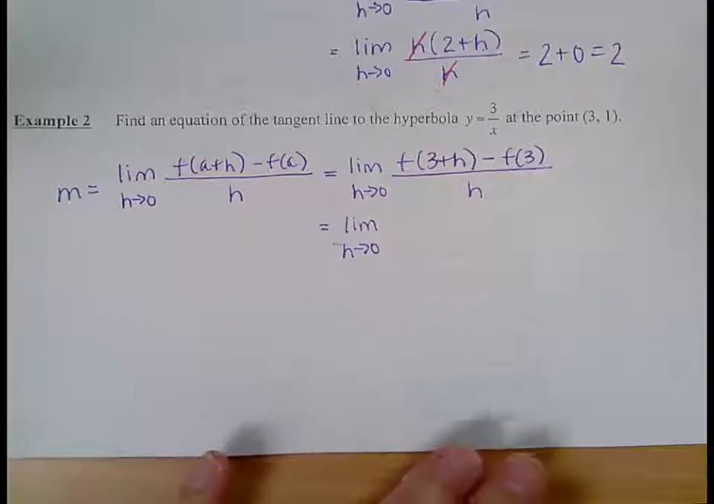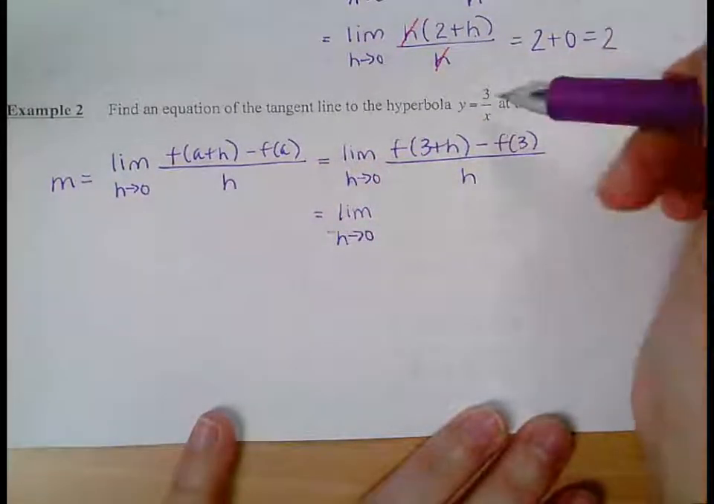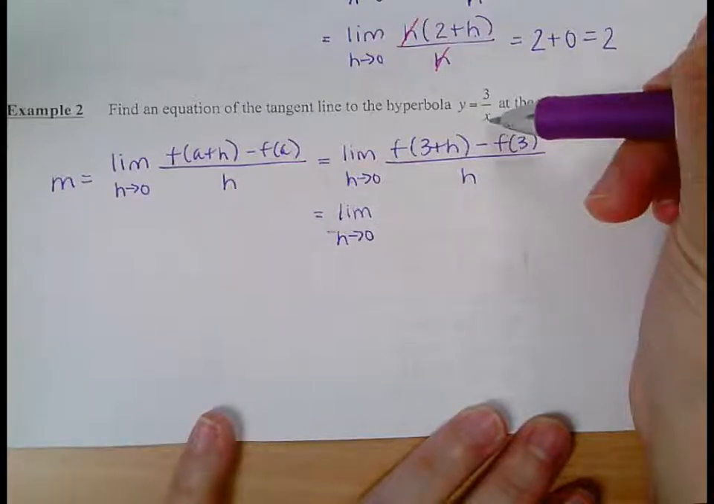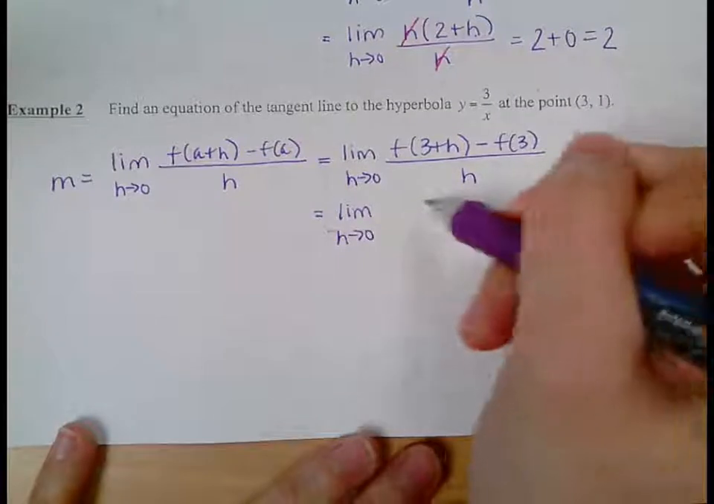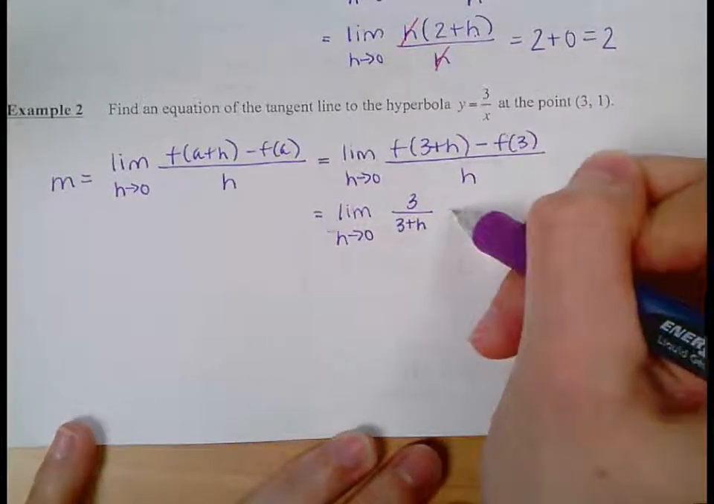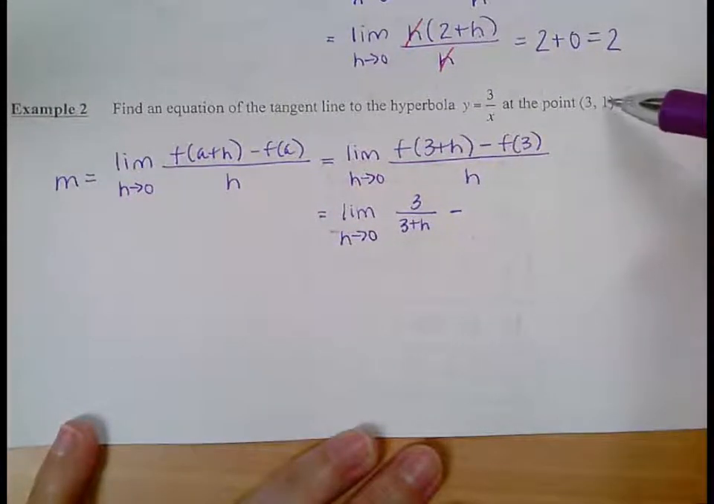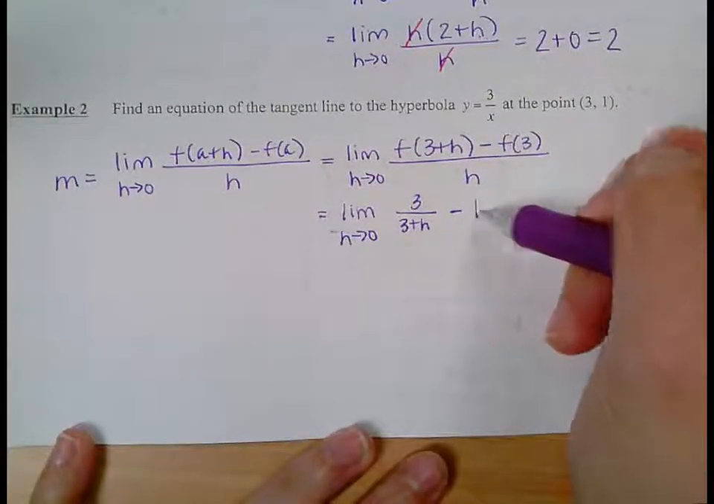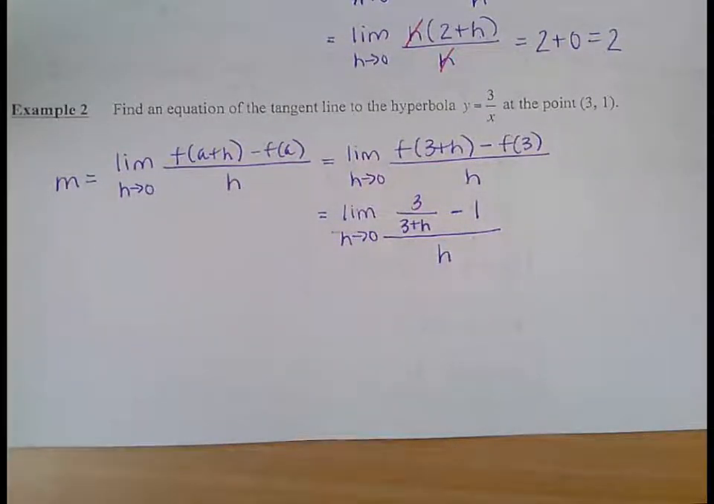Rewrite the limit as h approaches 0. So f of 3 plus h means in my function, which is 3 over x, I'm replacing the x with 3 plus h. So that becomes 3 over 3 plus h, and then minus f of 3, our f of a is just 1, and that's all over h. So I have a complex fraction.